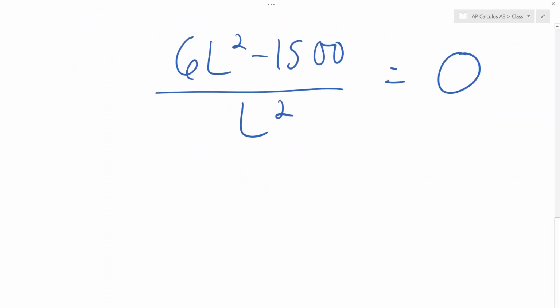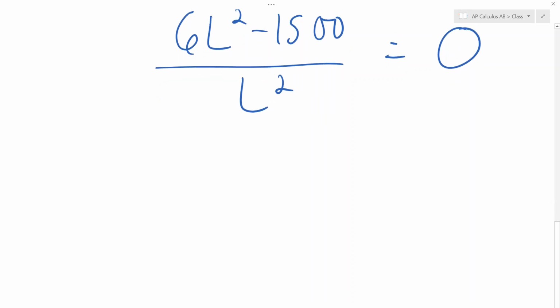Now, all I want to know is what makes that 0, what makes it undefined, just like we did before with all the f of x's. We set the top equal to 0. We set the denominator equal to 0. We get our critical values, and we make a number line to see where the minimum is. We want the least amount of fence.